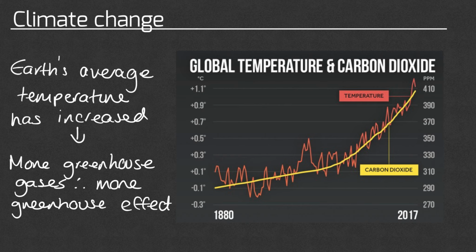This is because, as we increase the amount of greenhouse gases in the atmosphere, that means we're going to have more of the greenhouse effect, which we looked at in the previous video. So if you're not sure what that is, just go back to that video to recap it. And most scientists agree that this is caused by humans putting more greenhouse gases into the atmosphere.